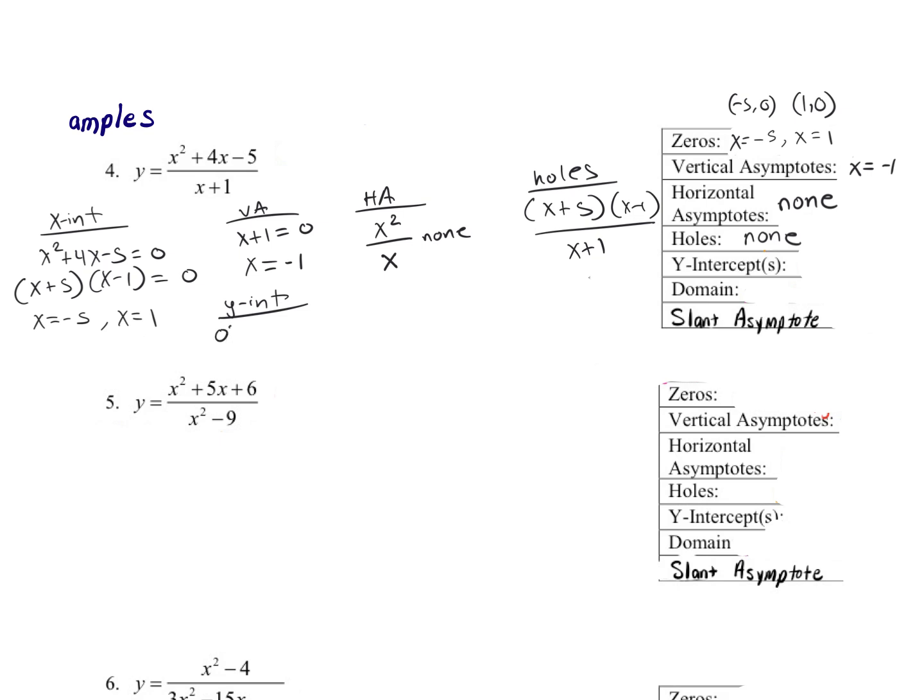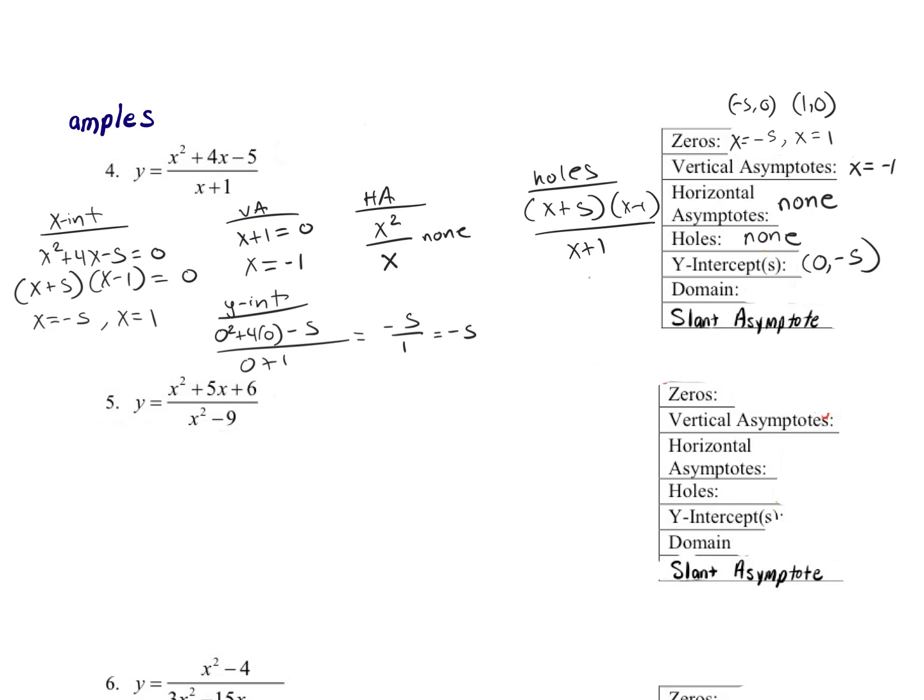So it's going to be 0 squared plus 4 times 0 minus 5, over 0 plus 1. That's going to give us negative 5 over 1. So we get negative 5. So the y-intercept is going to be (0, negative 5).